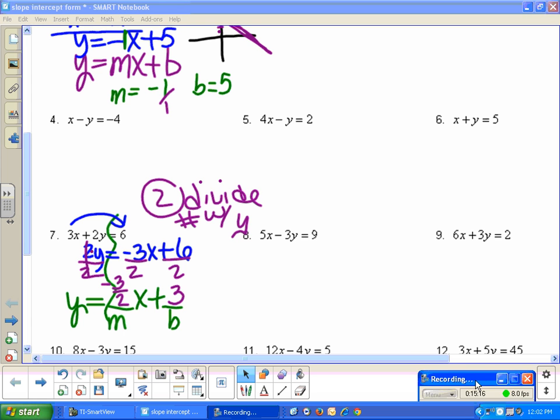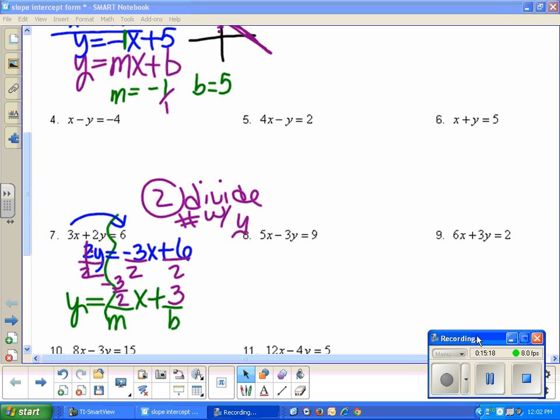Now you can do the rest of these either by solving for y equals, doing the table, or you can look at a piece of graph paper and plot points.